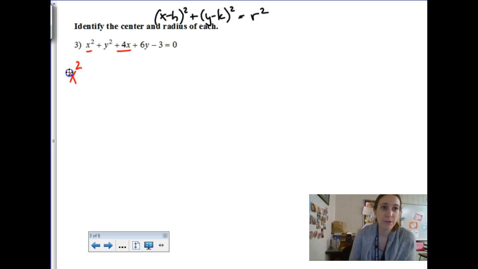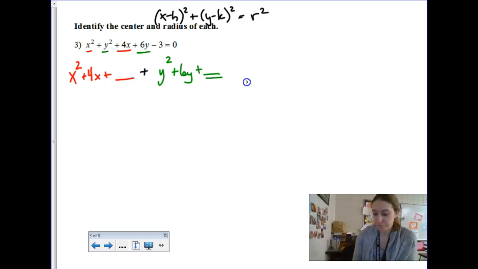So we're going to say x squared plus 4x, and we're going to complete the square on that quadratic component. Then I want you to write a plus sign down, and if you have another color, I'm going to use green this time on the y's. So y squared plus 6y, and once again, we're going to complete the square on that component.